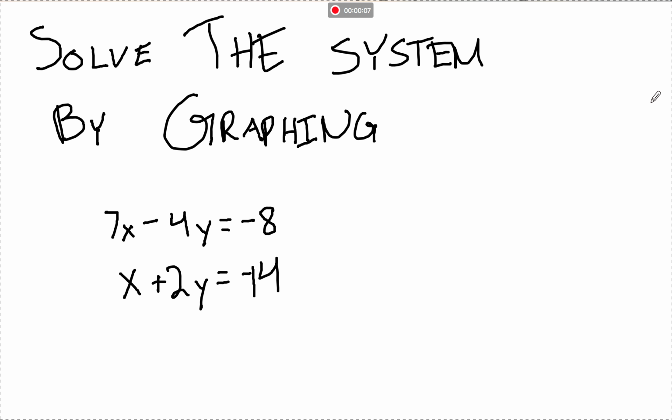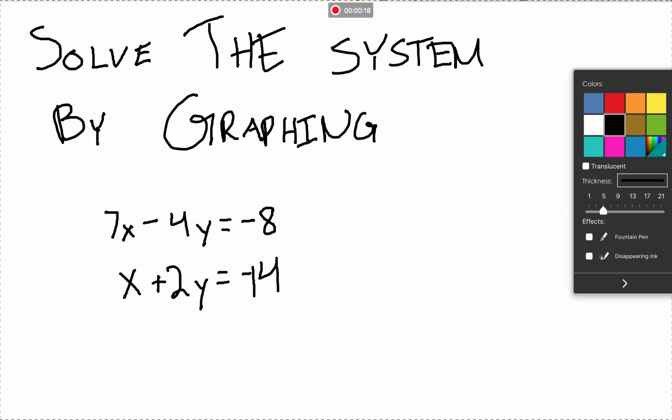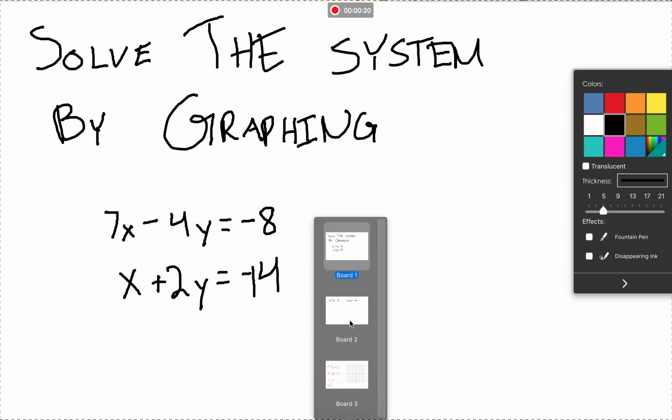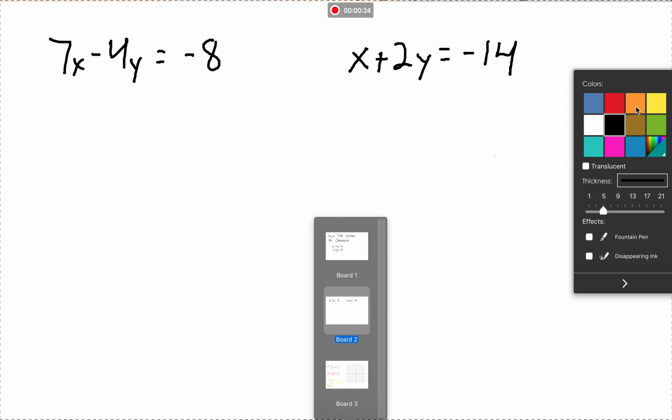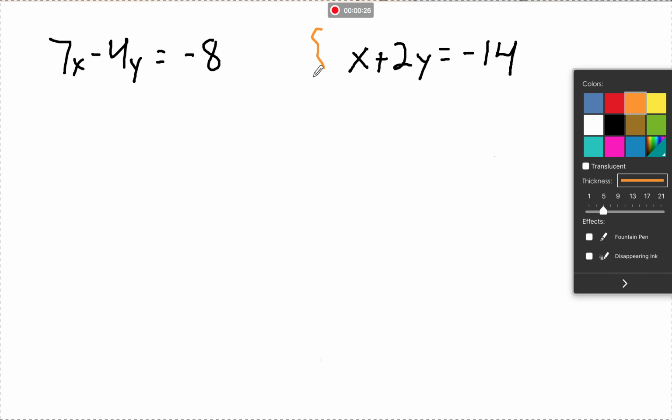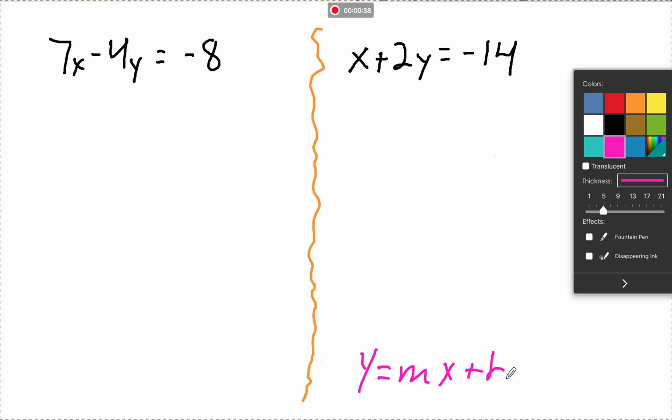The problem was solving the system by graphing, and the system was 7x minus 4y equals negative 8, and x plus 2y equals negative 14. So let's go ahead and start it. First thing we have to do is to solve both equations and get them into y equals mx plus b. That's slope-intercept form. So let's start it up.